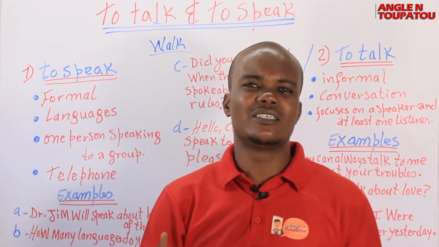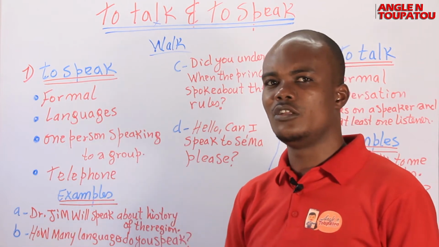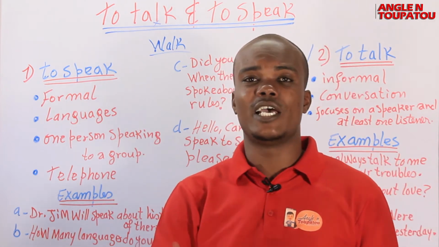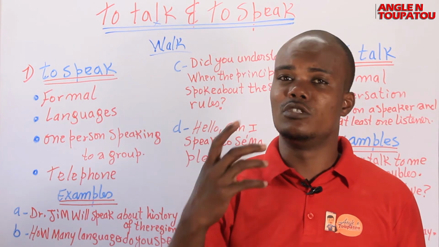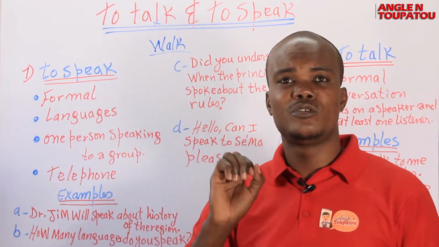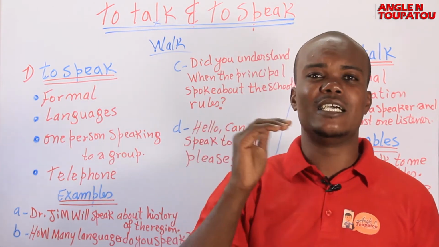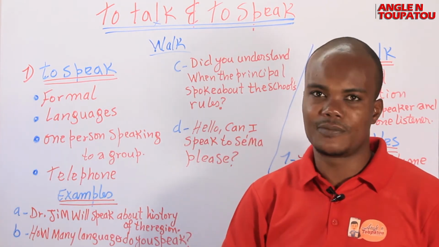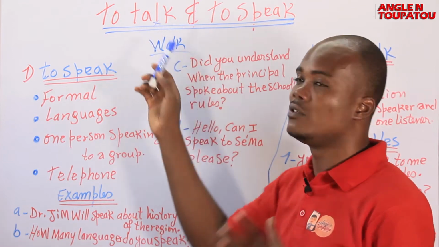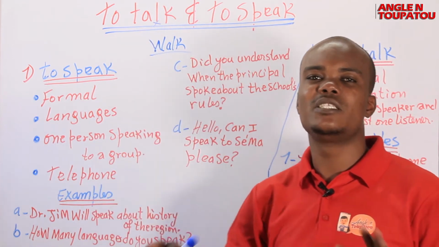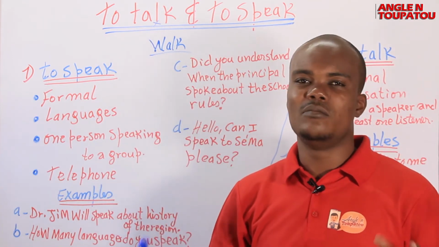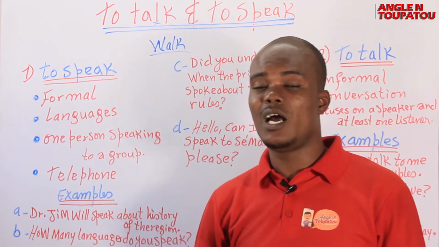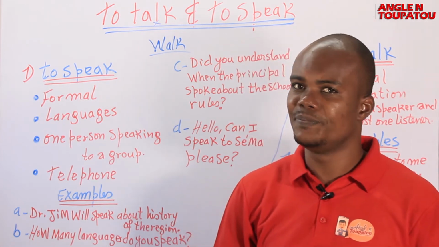But what does the verb to speak mean? The verb to speak is to say words or to say sentences. And the same for the verb to talk. The verb to talk means parler. If I say I talk, it means je parle. If I say I speak, it means je parle.